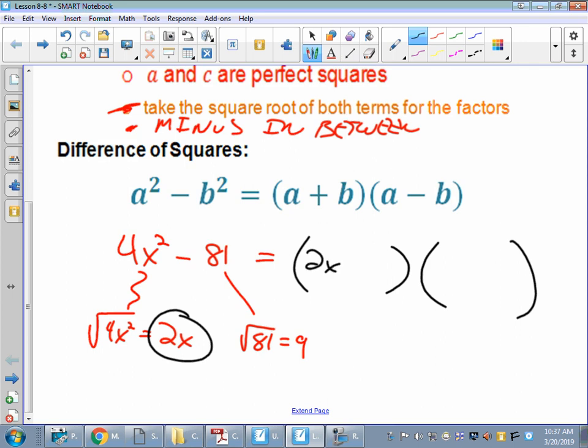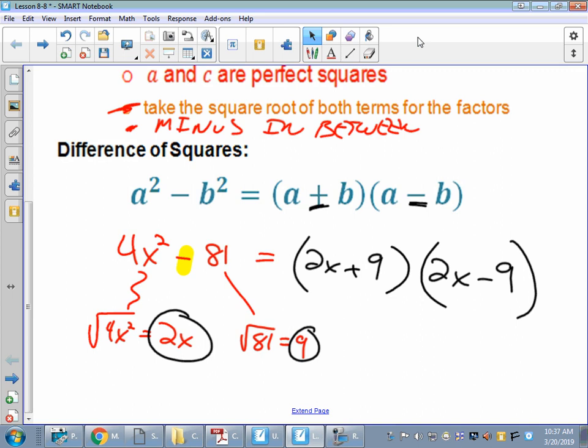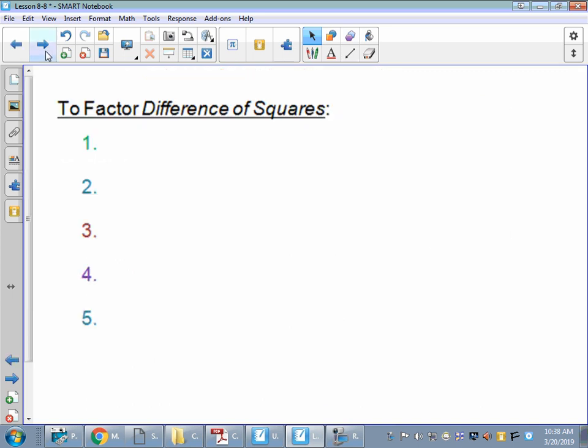The 9 goes second in both parentheses. And because of this minus sign here, one has to be positive and one has to be negative. Okay? And that's it. Because notice here's the positive and negative here. All right, so let's look at our next stuff here.